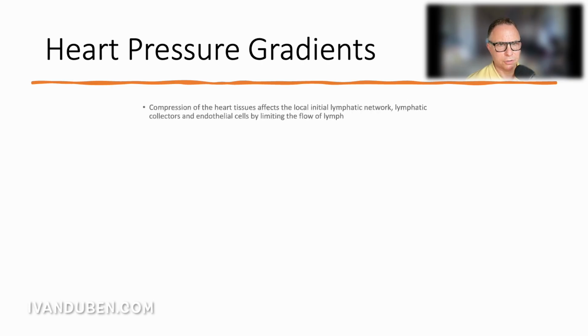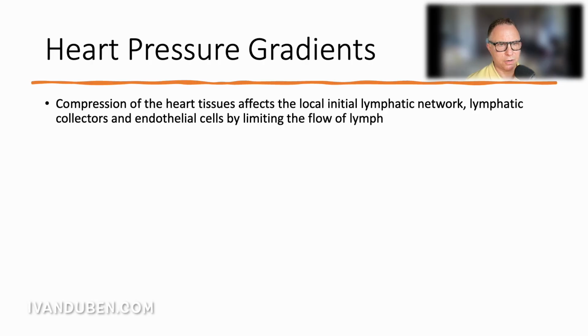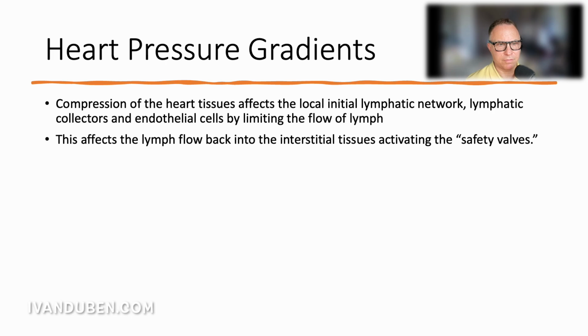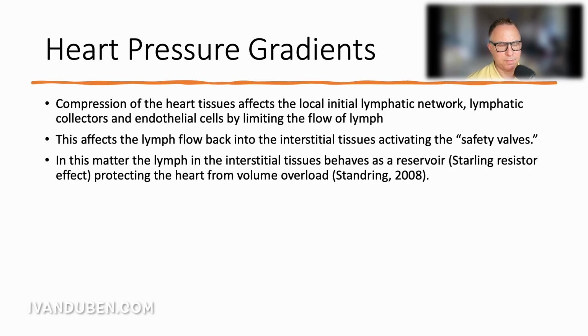Looking at heart pressure gradient physiology, compression of the heart tissues affects the local initial lymphatic network, lymphatic collectors, and endothelial cells by limiting the flow of lymph. This affects the lymph flow back into the interstitial tissues, activating what's known as the safety valves. In this matter, the lymph in the interstitial tissues behaves as a reservoir. The Starling resistor effect, protecting the heart from volume overload.